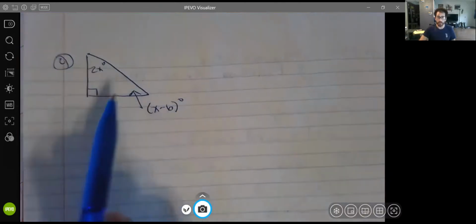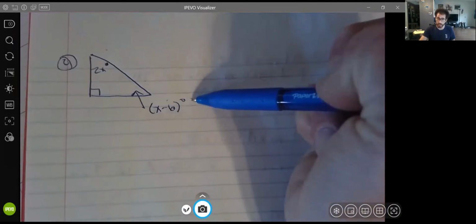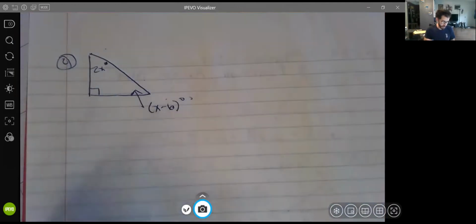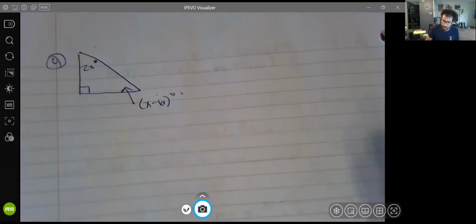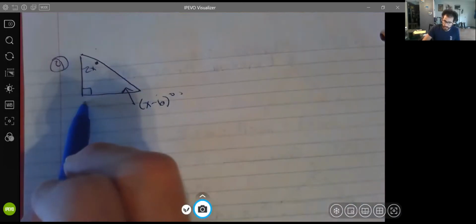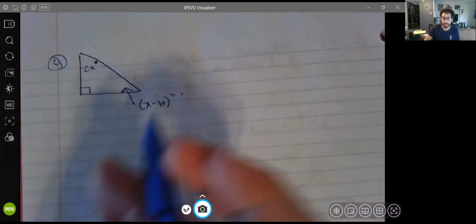Okay, here's a triangle. We know it's a right triangle. 2x degrees, x minus 6 degrees. Find the measure of each acute angle. All right, so what do you want to do? Well, this is 90 degrees. This plus this plus this equals 180. This plus this equals 90.